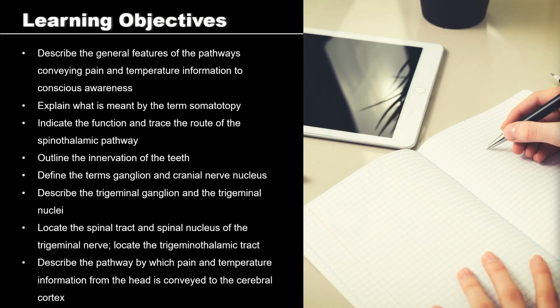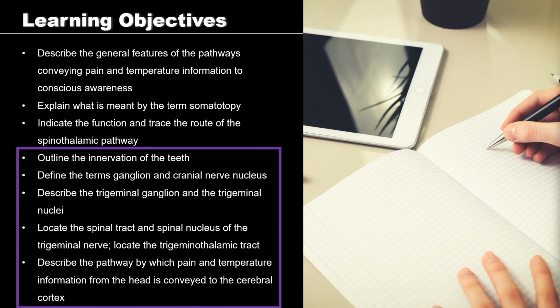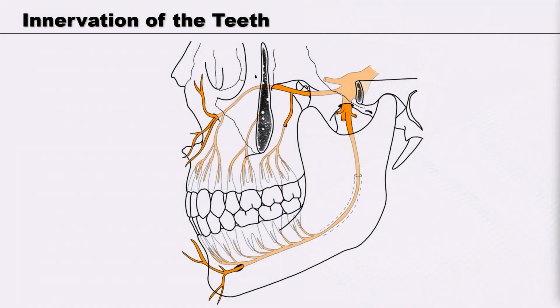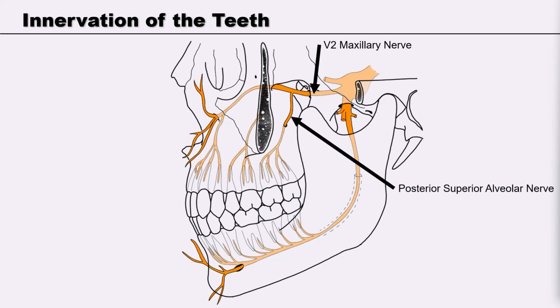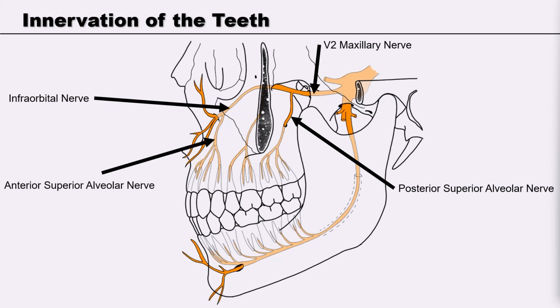So that was the spinothalamic tract, but what about the face and teeth? Well, the innervation of the face and teeth comes from the trigeminal nerve. The trigeminal nerve gives rise to 3 branches, but the ones that are innervating the teeth are the maxillary nerve, which gives rise to the posterior superior alveolar nerve, the infraorbital nerve, and the anterior superior alveolar nerve, whilst the mandibular nerve gives rise to the inferior alveolar nerve.